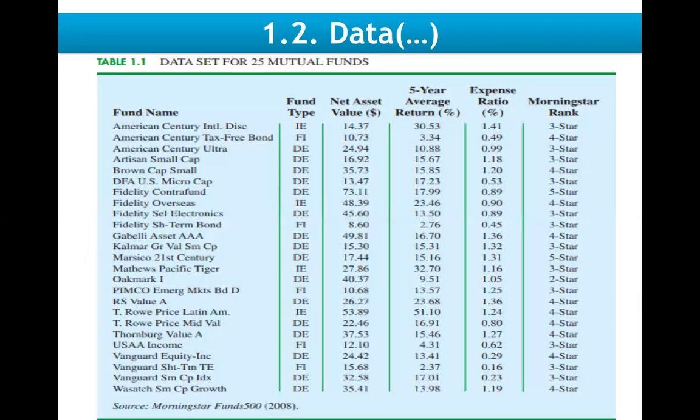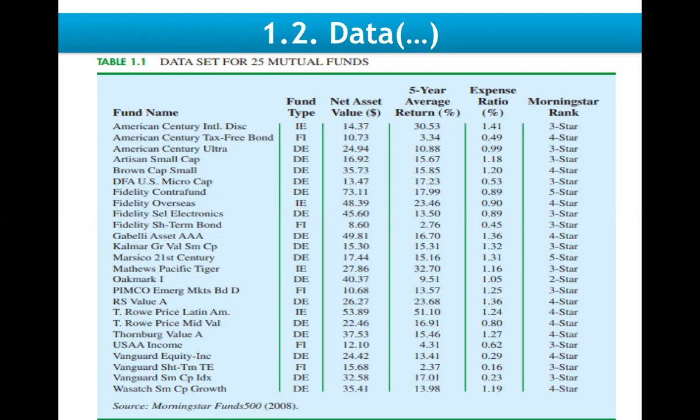Referring to the same Table 1.1, as you can see in front of you, the set of measurements for the first observation, let's say American Intl Disc, is international equity, 14.35, 30.53, 1.41, and 3 star.